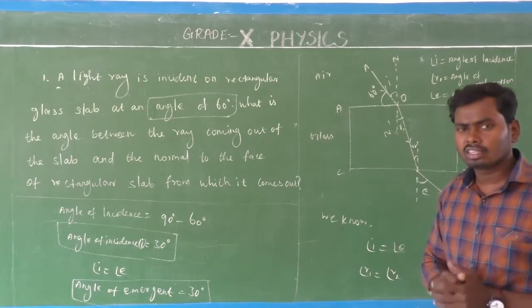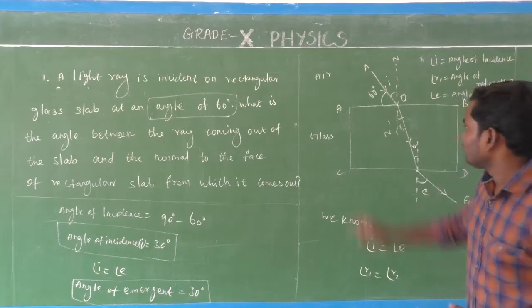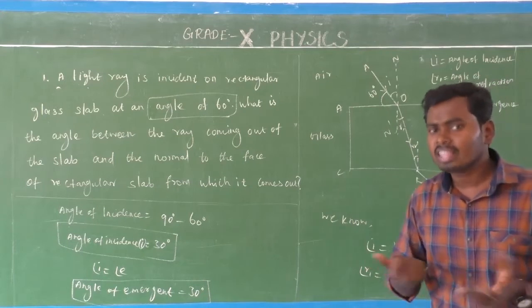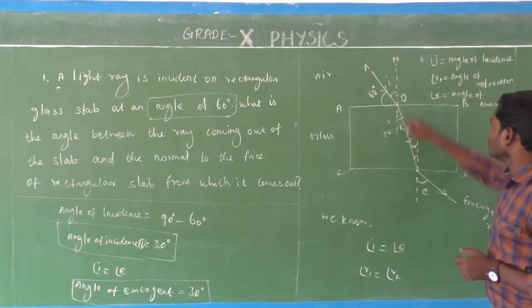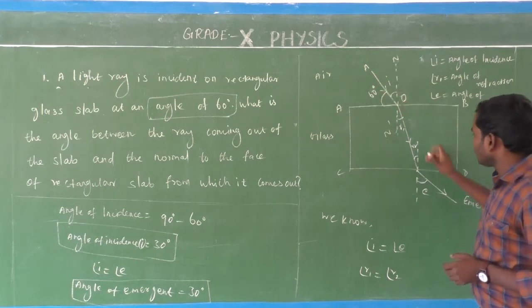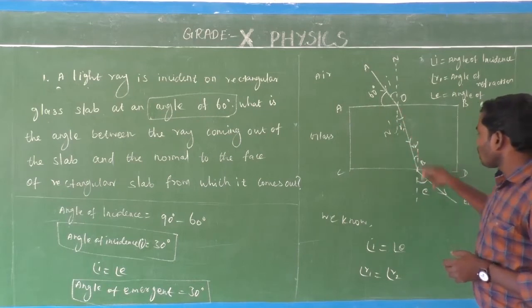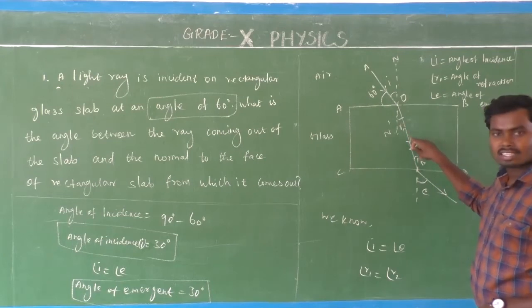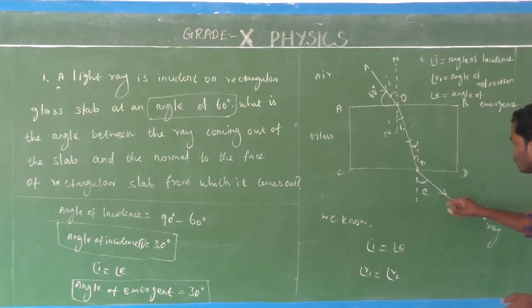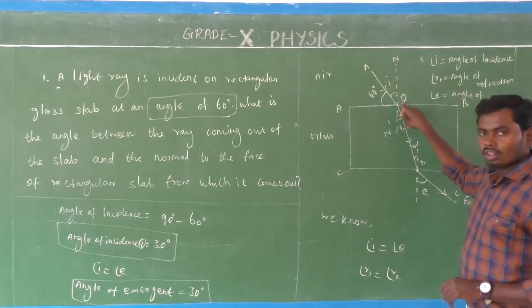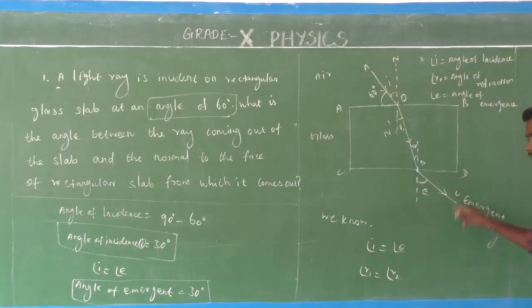Next question: why is the angle of incidence equal to the angle of emergence? What is the reason? Look here. AO is the incident ray. OB is the refracted ray which passes inside the glass. Consider this is C. BC is the emergent ray. So AO is the incident ray and BC is the emergent ray.